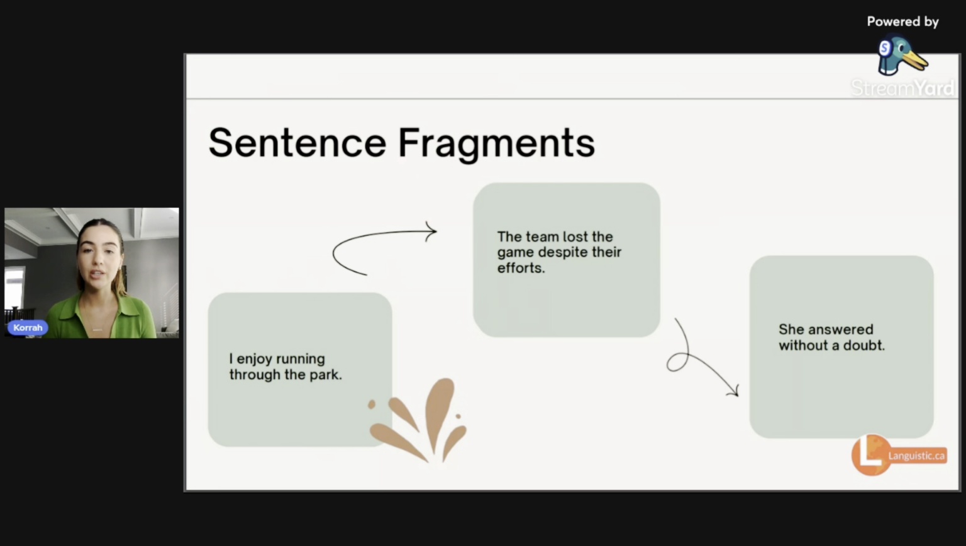So this is actually a perfect example of where we connect a dependent clause to an independent clause, because the team lost the game is an independent clause. That can be its own sentence. However, despite their efforts is a dependent clause because it cannot be a sentence on its own. So there we connected an independent clause with a dependent clause to form an entire sentence. Finally, we have she answered without a doubt. So now we have the subject, we know it's her or she, and that she responded, she answered without a doubt. So we as well fixed a sentence fragment to make a full sentence.